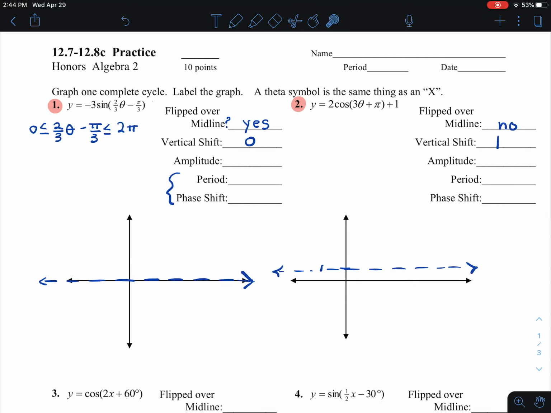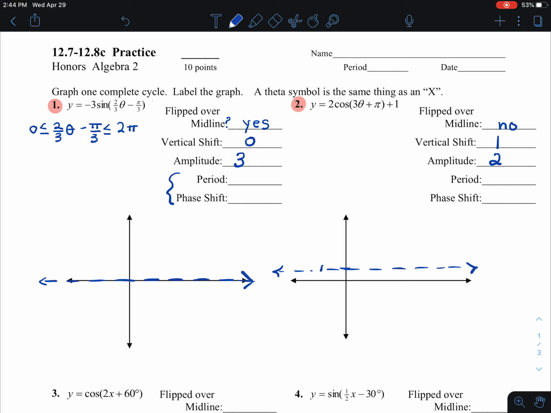Okay, amplitude, that's back to the number in front of the trig function, but we always make the amplitude positive. So if I see that -3 in front for number 1, I'm only going to report that the amplitude is 3, and on number 2, I'm reporting that the amplitude is 2. Hopefully that aspect of it is not too difficult for you.